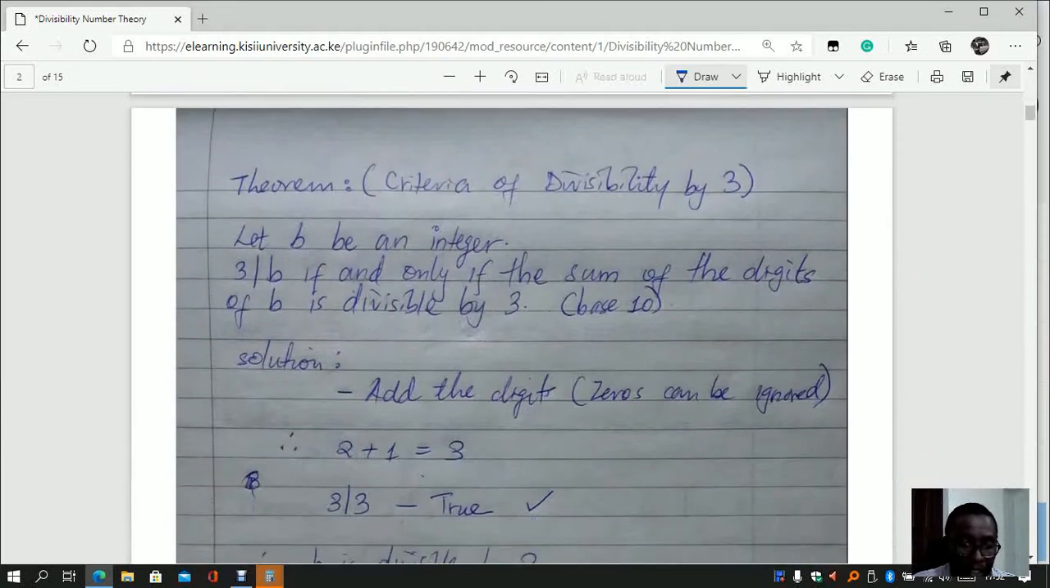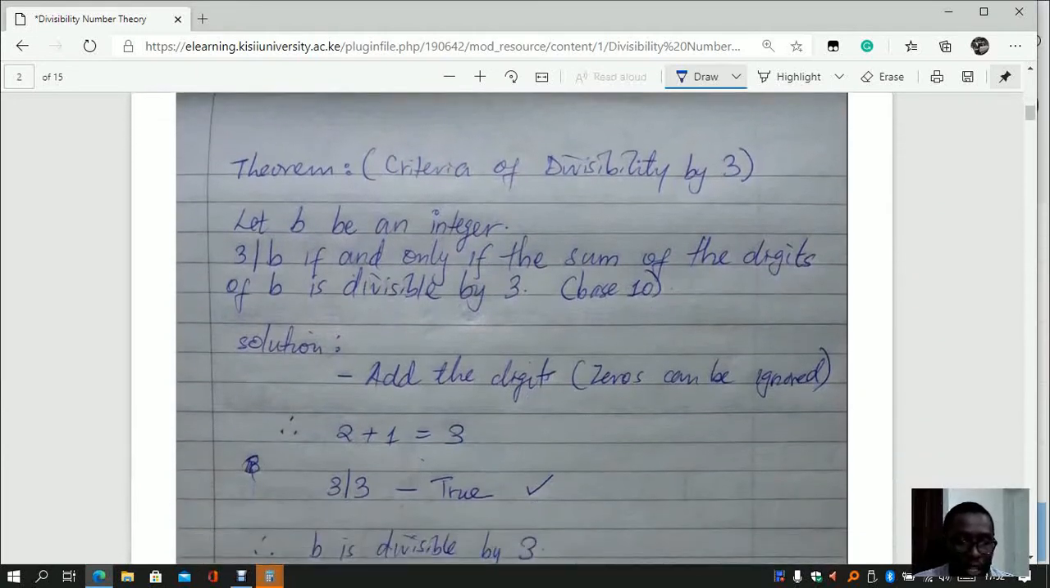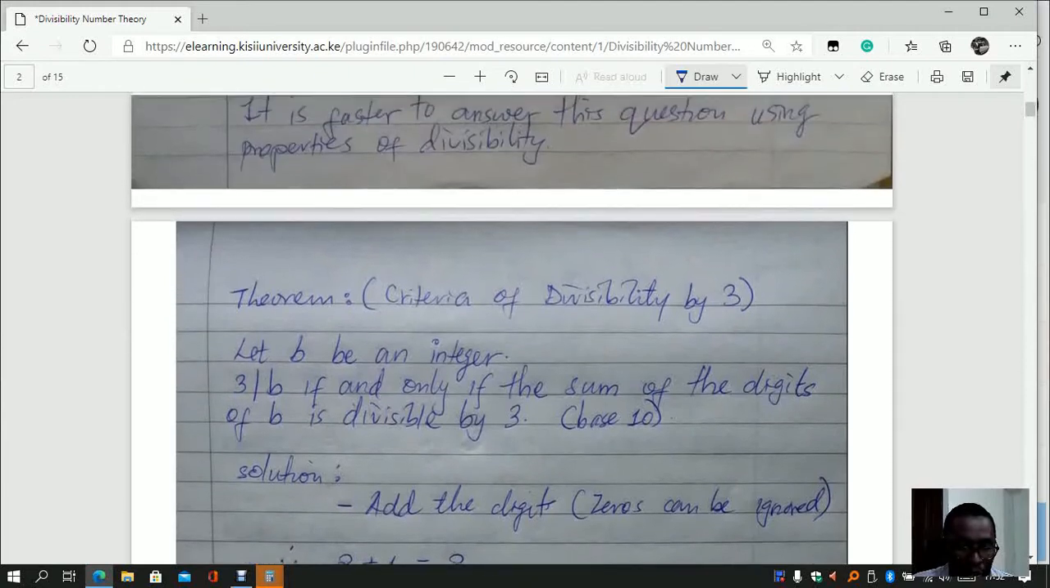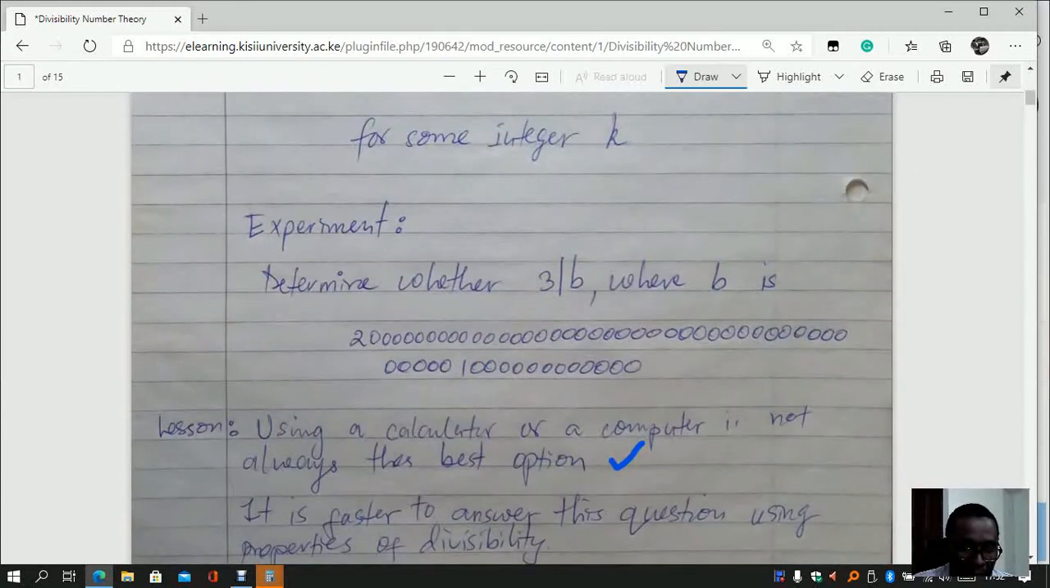Simple. There's a theorem here, and it's the criterion of divisibility by 3. It states this way: let b be an integer. 3 divides b if and only if the sum of the digits of b is divisible by 3. So we are trying to say that we'll know if this is divisible by 3 if we add all these digits here. If the sum is divisible by 3, then the number is divisible by 3.